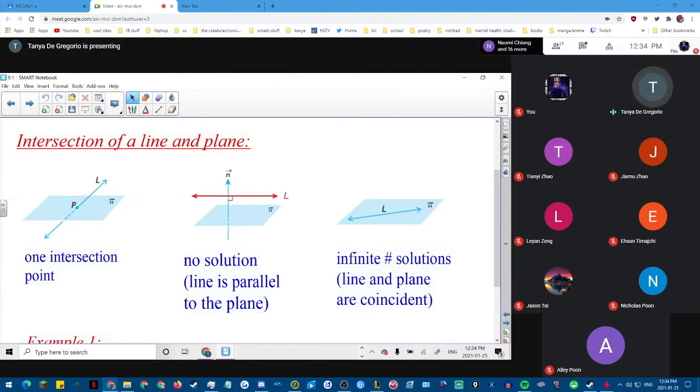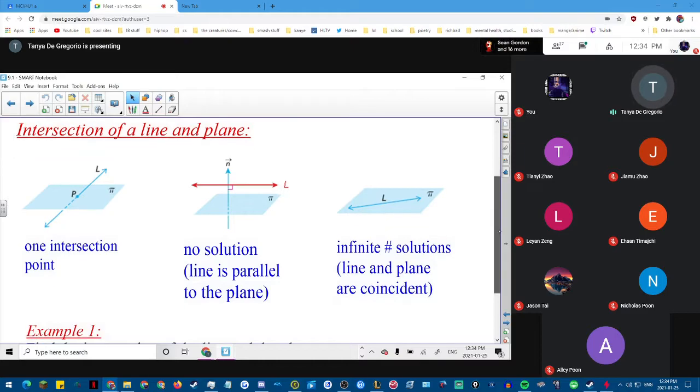It can have no solution, so that means that the line is parallel to the plane, or it can have an infinite number of solutions, and that's when the line and the plane are coincident, so it just means that the line lies on the plane. Okay, so these are the three cases.